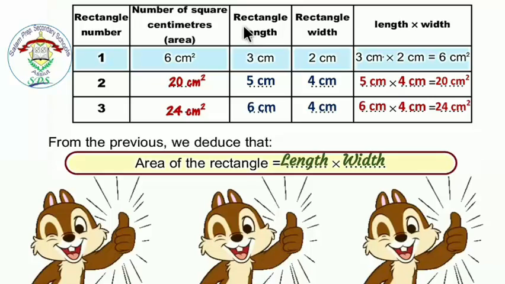Area. The rectangle length is 6 centimeters. The rectangle width is 4 centimeters. Area equals length times width. 6 centimeters times 4 centimeters equals 24 square centimeters. We can conclude that the area of a rectangle equals length times width.